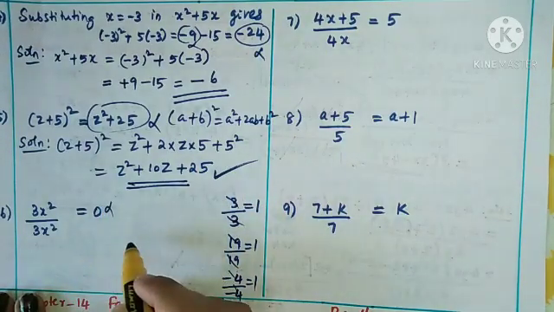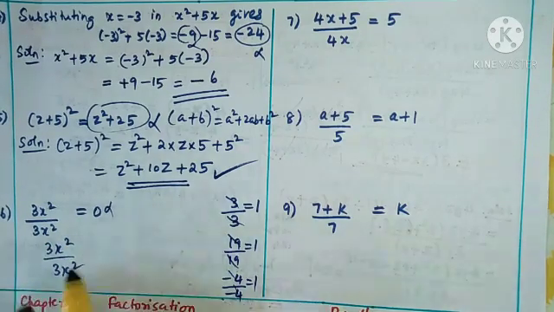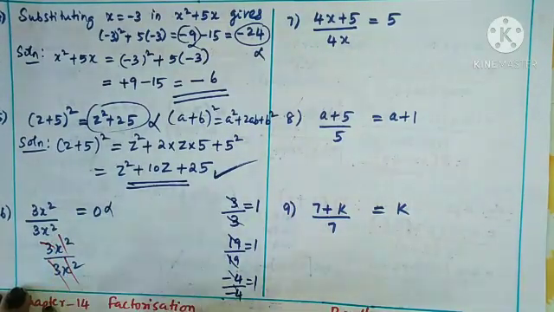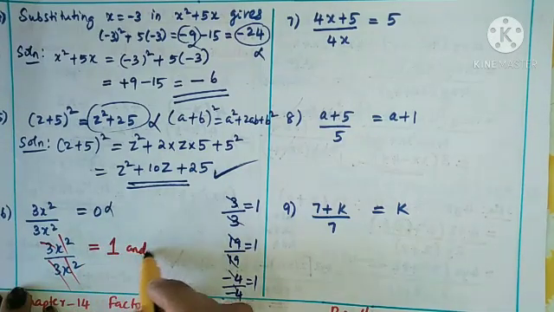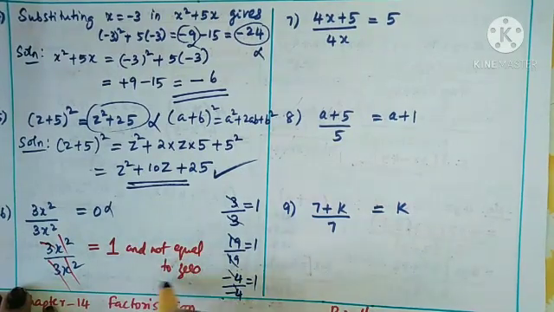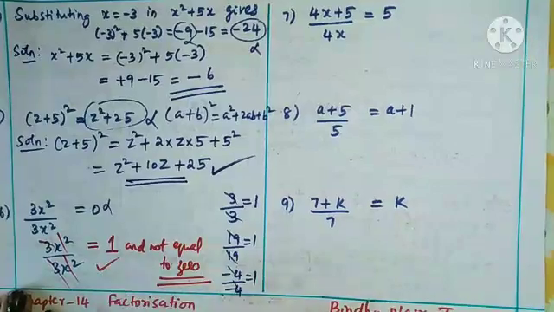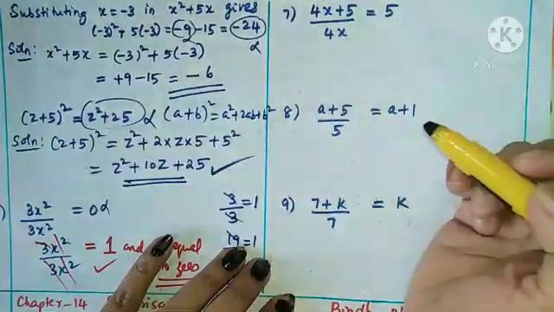So the correct answer, how to write? 3x² by 3x². It is actually the meaning of cancellation. 3 cancel, x² cancel. So the answer is equal to 1 and not equal to 0. Okay, that is the meaning. 1 is the correct answer. Okay, the same number by the same number, the answer is 1. Now see the next question. (4x + 5) by 4x is equal to 5.